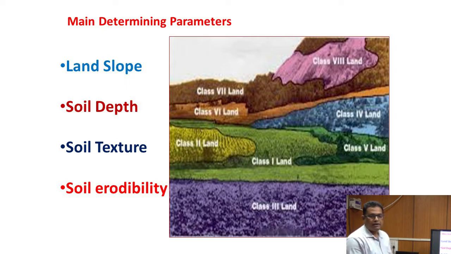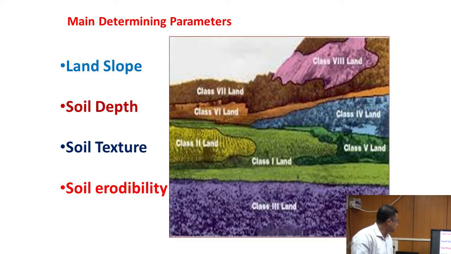Similarly, in class 6 and 7, we cannot have profitable agriculture. Such land is used for other activities, like pasture land or developing forest. And these are classes 1, 2, 3 and 4, the main areas where we can have cultivation. Class 5 is a very special kind of land, where although it may be suitable in many respects, it is characterized by wetness or stoniness or salt accumulation, which render cultivation impracticable.